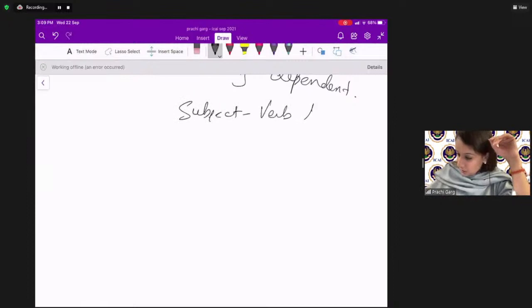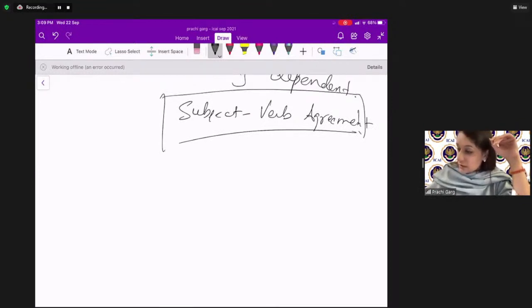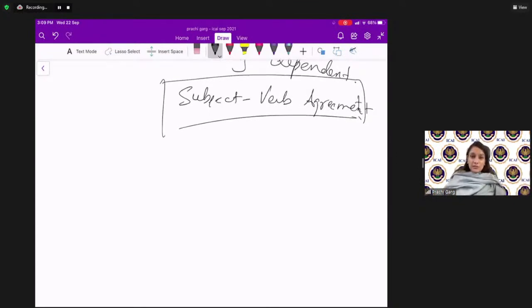Subject verb agreement. As the name of the topic suggests, subject verb agreement means that the subject should agree with the verb. The verb that is used in a sentence should be used according to the subject, because we are talking about the subject, right? And this is why we have to look after the subject.